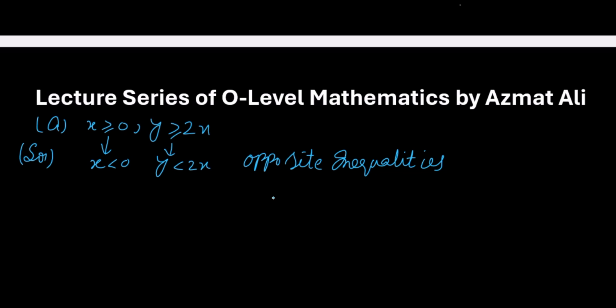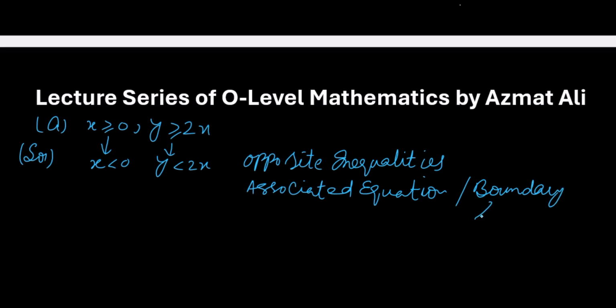The second step is that now you find the associated equation, also called the boundary line. So next we find the associated equation or boundary line of these two inequalities. The boundary line or associated equation of this is simply the equation x is equal to 0, and for this one, y is equal to 2x.